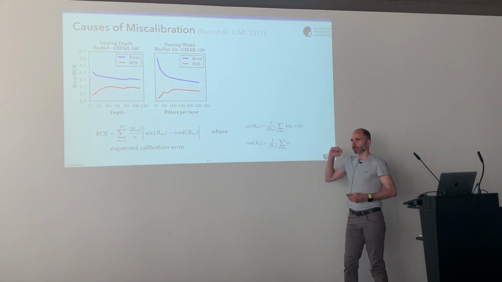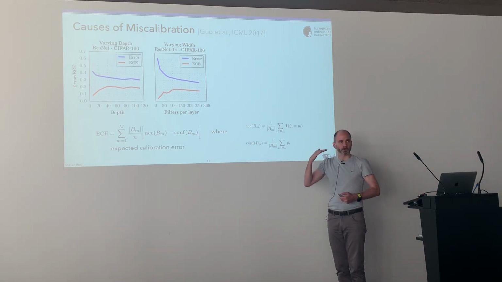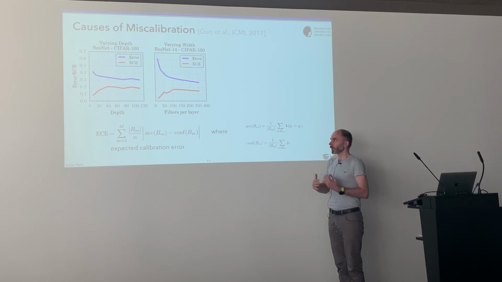And by the way, why does that not reflect on the accuracy? The accuracy has already saturated. But you're still optimizing the cross entropy, and so you're making this miscalibration thing worse and worse. Okay?